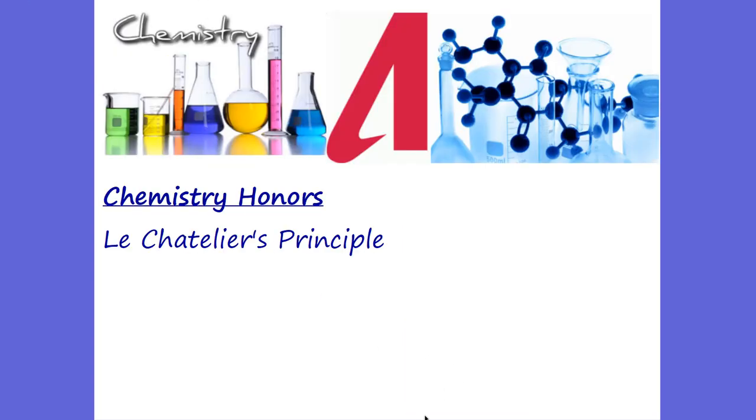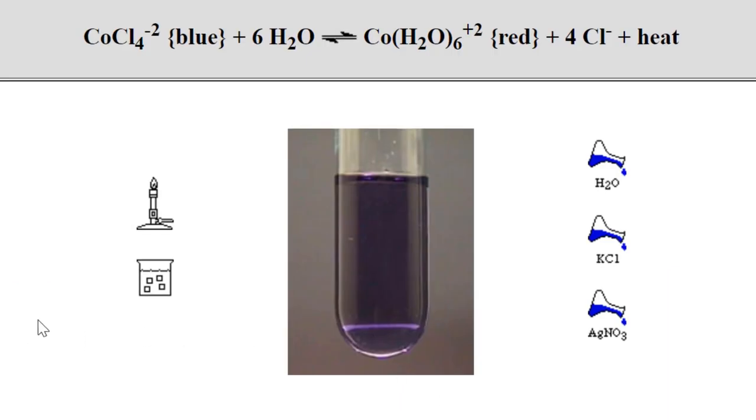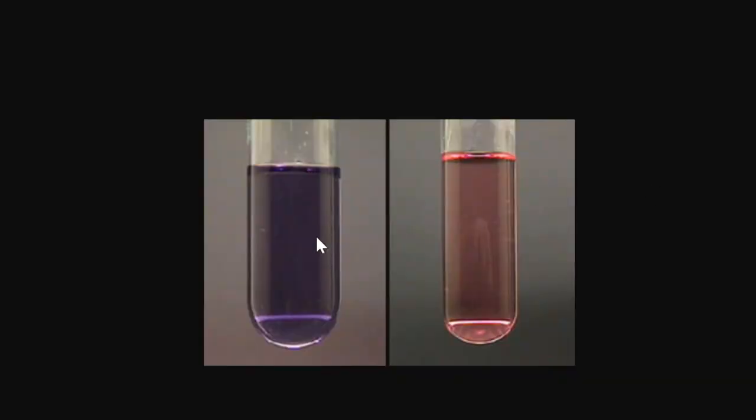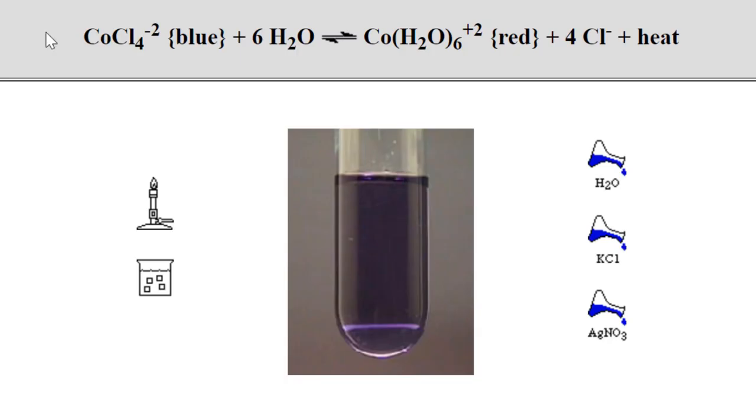Okay, let me show you a quick simulation right here. You can see here that we have CoCl4 2-, and that's blue, plus 6 waters, gives you Co(H2O)6 2+, that's red, plus 4 chlorides, plus heat. So if I add water, if I'm adding a reactant, where's it going to shift? Away from that change, it's going to shift to the products. It should become red. So if I click on this, what do you know? It goes from this color to red when I add some water.